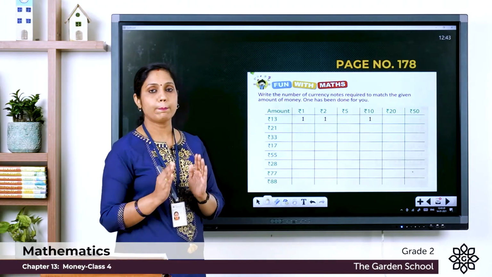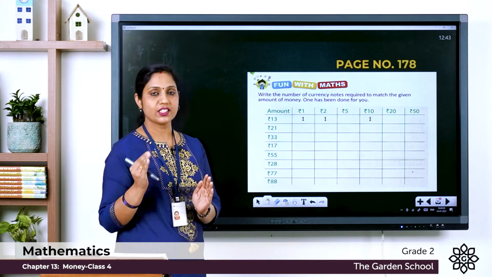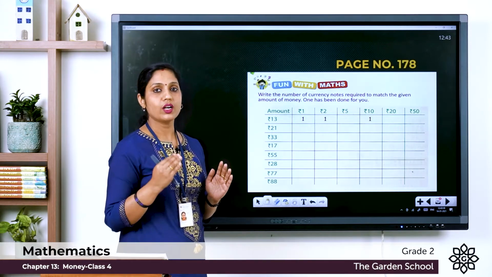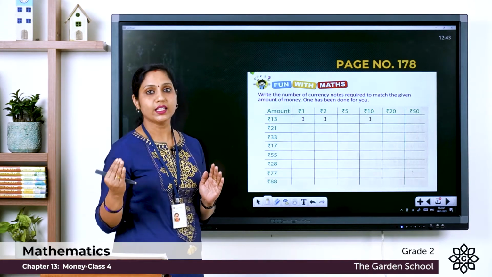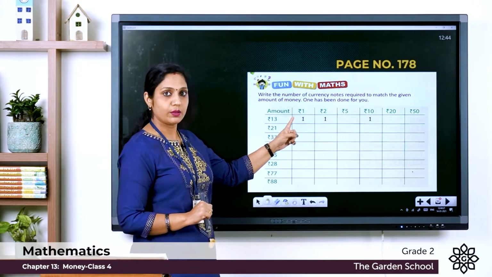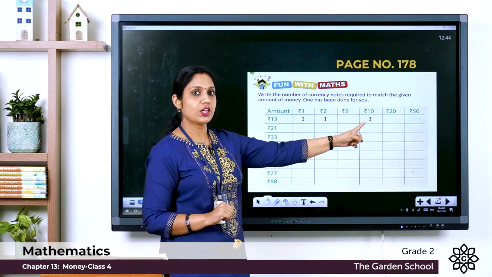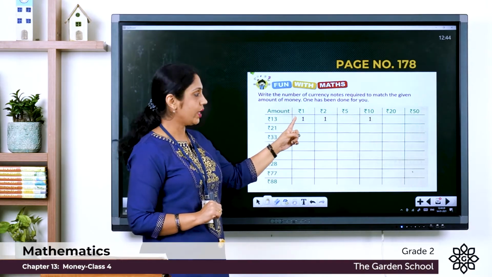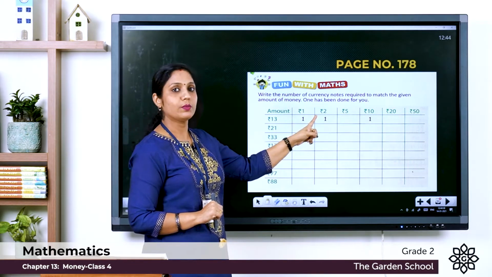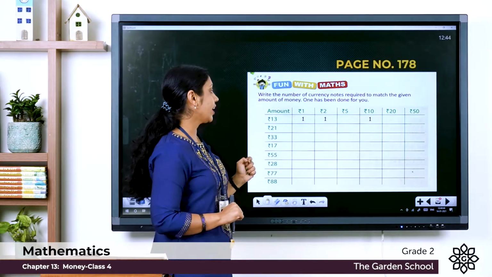13 means 10 plus 3. So we know that we have a 10 rupee coin or 10 rupee note, and the next 3 we have to take coins. You can either take 2 plus 1 or 1 plus 1 plus 1 to make 3. So here you can see under rupee 1, 1 is given. That means 1 rupee, 1 2 rupee and 1 10 rupee. So let's count how much it is. 1 rupee is 1 plus 1 2 rupee. That means 1 plus 2. That becomes 3. And again 1 10 rupee. So it becomes 13. So let's check the next one.